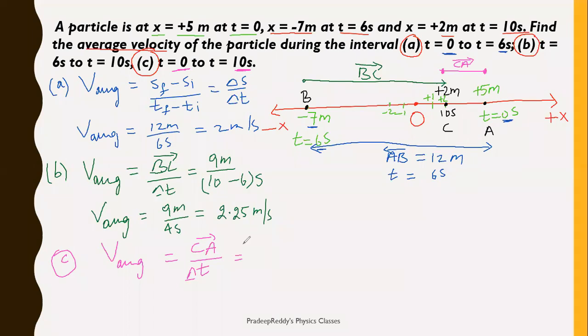What is the CA length? CA length is 2 to 5, that is 5 minus 2, divided by time taken, 10 minus 0. This is 3 divided by 10, which is equal to 0.3 meter per second. So that is how, as we are dealing with vector quantities, you should be very careful in solving these kinds of problems.